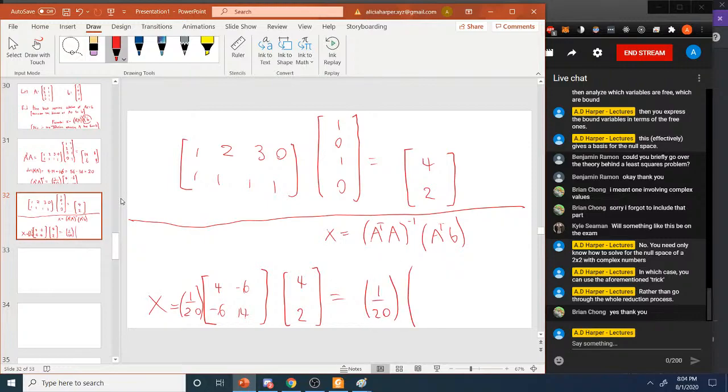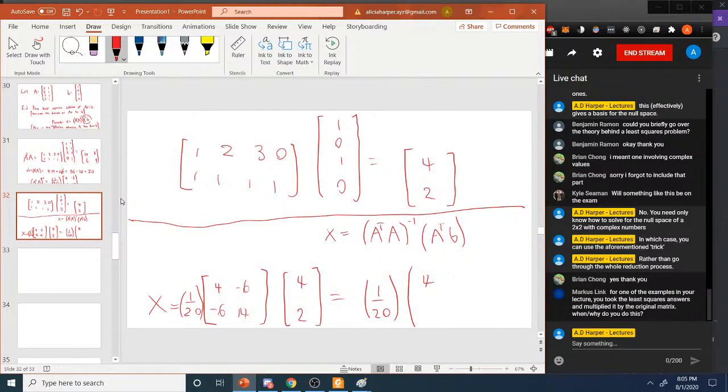And then, let's see, my first entry is going to be 4 times 4, which is 16, minus 12. So I get 4 here. My second entry is going to be 4 times negative 6, which is, of course, negative 24, plus 28. So I get 4 here. So this gives me 1 over 5 times the vector 1, 1.